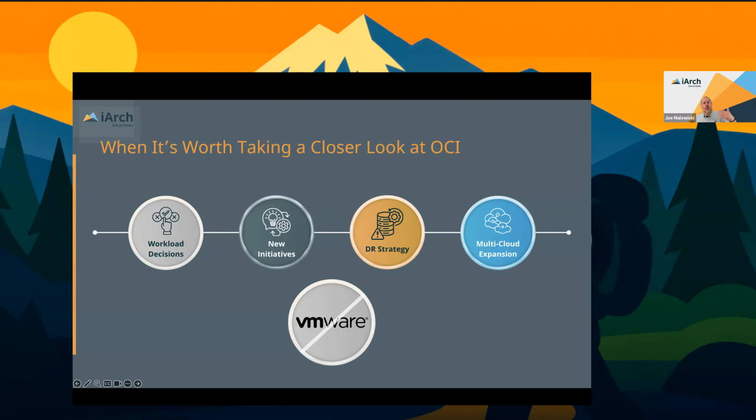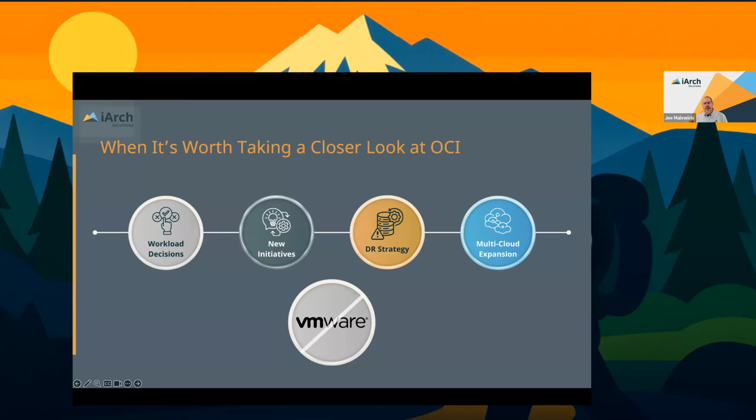Third, when you're thinking or rethinking disaster recovery, it's amazing how many companies don't have business continuity plans, or if they have them, they haven't dusted them off in the past 10 years or so. Okay. So DR is a great way to begin thinking about maybe OCI as an option for a practical and cost-effective solution to handle your DR needs.